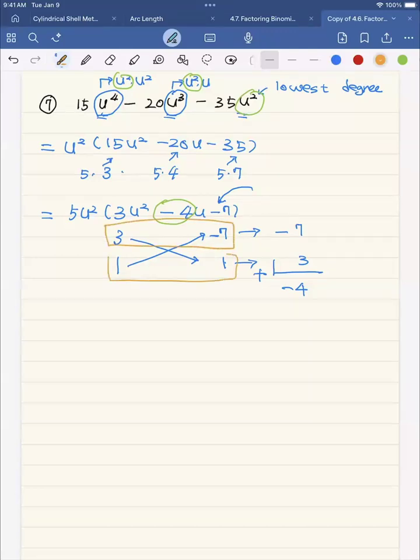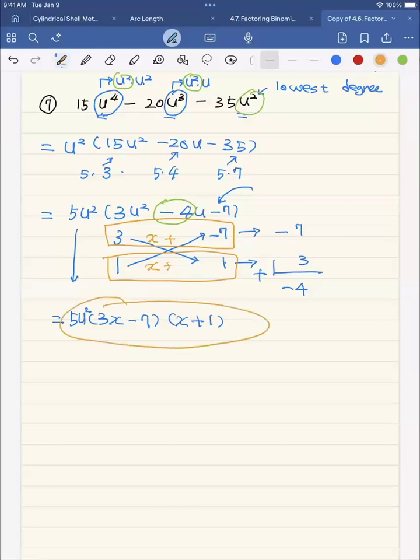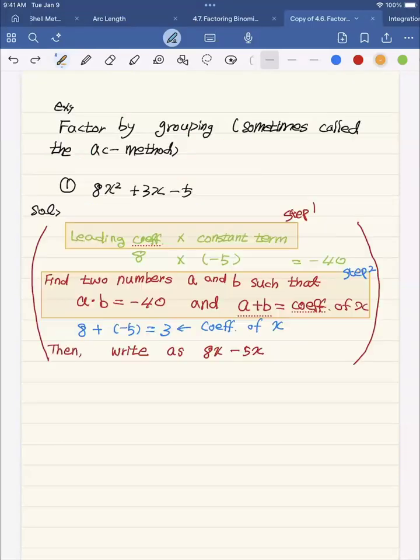And then we combine those. Then it'll make 3x minus 7 times x plus 1. And we have 5u squared, which comes from here. So this one is the final answer.